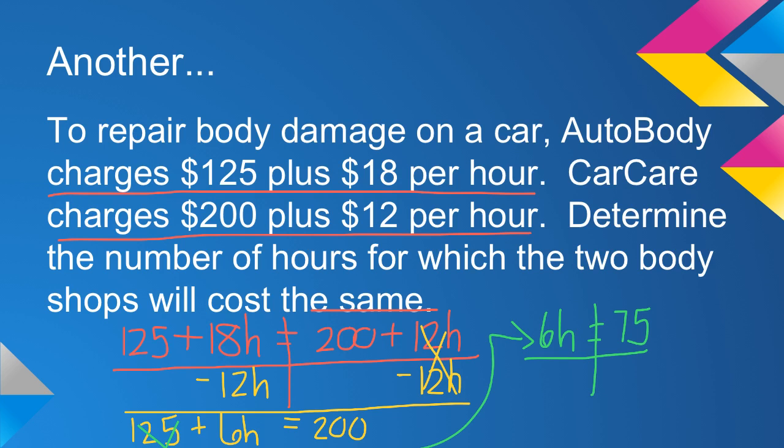Okay, we're down to one step. To isolate my variable, I would divide both sides by 6, and I would get 12 and 5/10 hours. If both of those shops worked on my car for 12 and a half hours, it would cost the same amount.